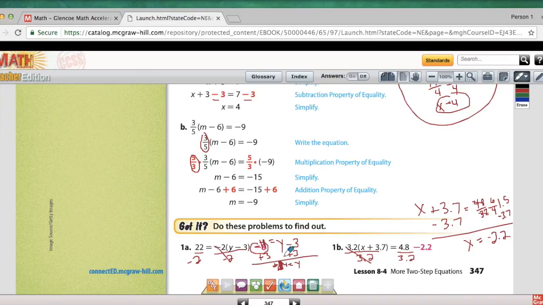So I forgot a negative. Even your teacher does that. So just get those down, and if you need more examples like that one, you can check out the video tutor.